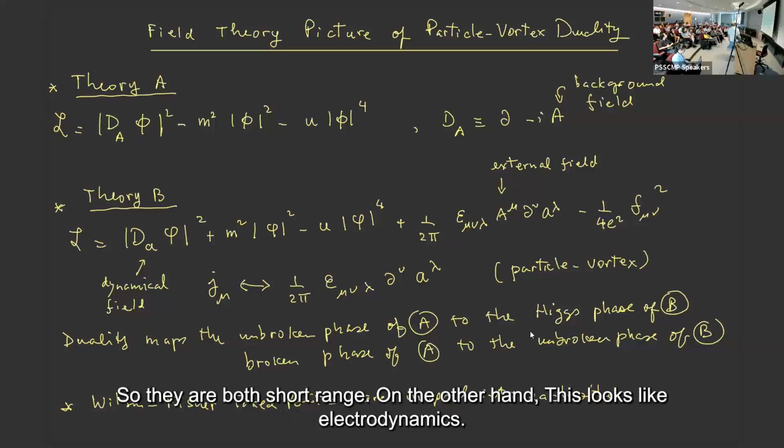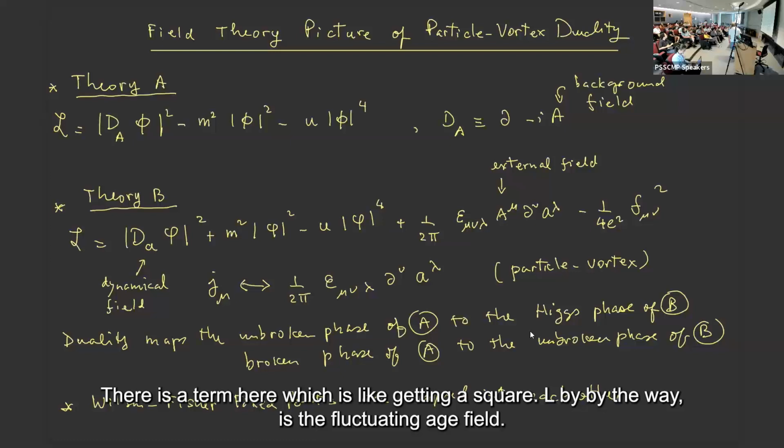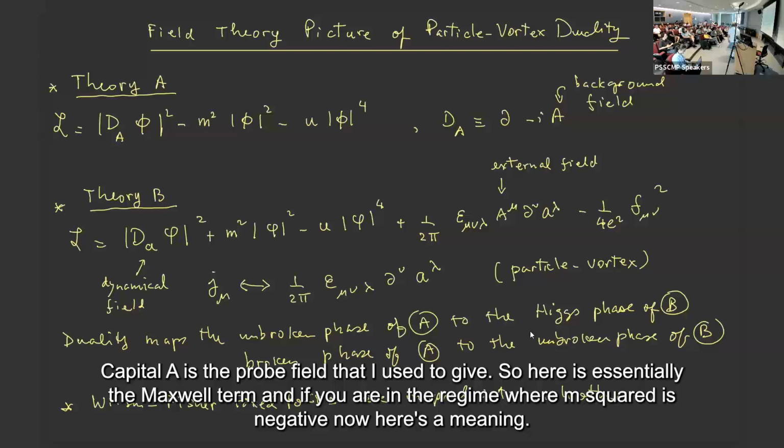So they are both short range. On the other hand, this looks like electrodynamics. There is a term here, which is like F mu squared. Little a, by the way, is the fluctuating edge field. Capital A is the probe field that I used here. So here is essentially the Maxwell term.